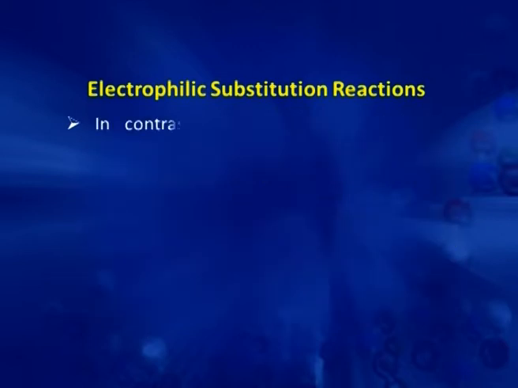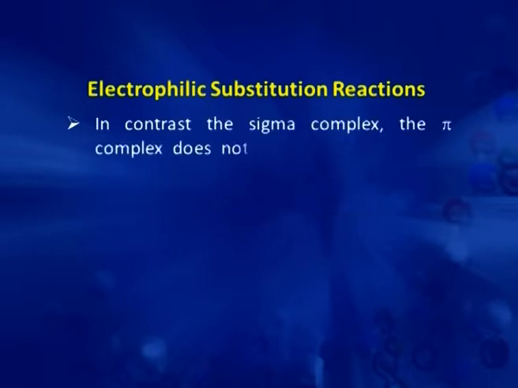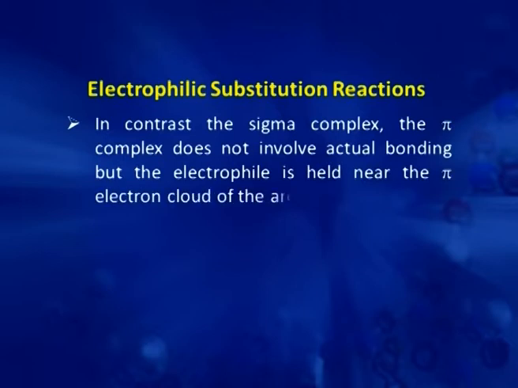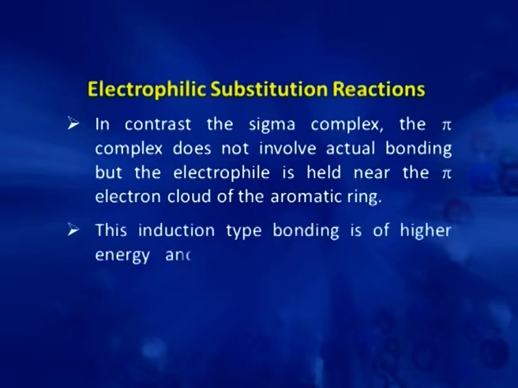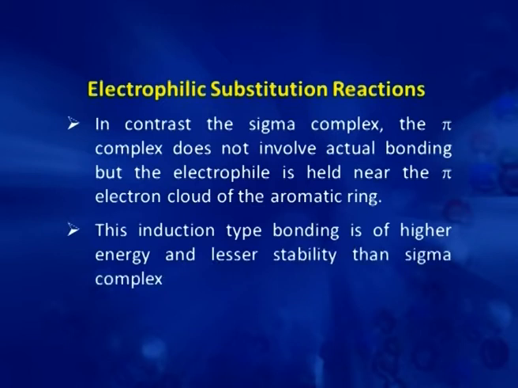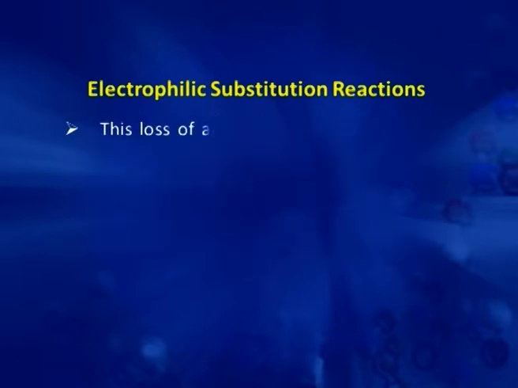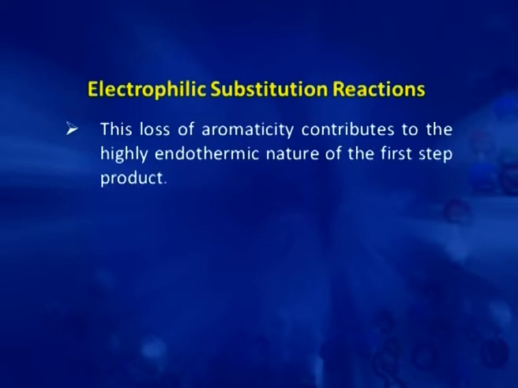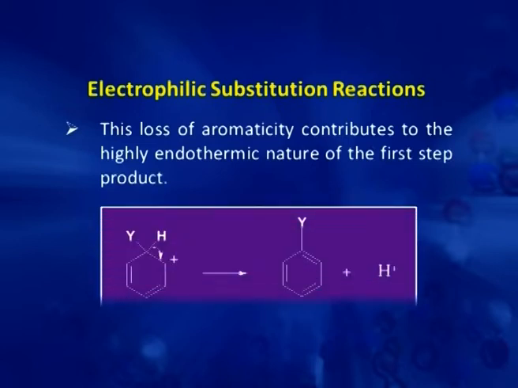So, it is clear that there is first a formation of a pi complex, but the pi complex is not as stable as the sigma complex because it is just an interaction and there is no bond formation, and it is of high energy as compared to the sigma complex. As I told you before also, formation of this sigma complex, this step, is endothermic in nature, because there is a loss of aromaticity.